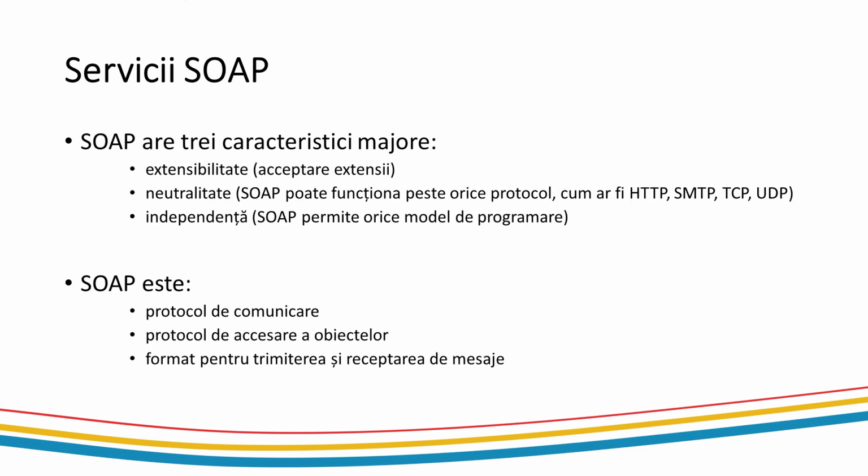And it has these three main characteristics, right? Extensibility, neutrality, independence. Precisely. Those are its design pillars, you could say. Extensible means you can add features. Neutrality is key. It's not locked into just web protocols like HTTP. It can run over email, SMTP, or even TCP, UDP, more direct connections. And independence means it doesn't dictate the programming model used by the apps. So it's flexible. Very. And it's important to see SOAP not just as one thing. It's a communication protocol, sure, but it's also an object access protocol, and it defines the actual format for the messages. It's sort of a complete package.